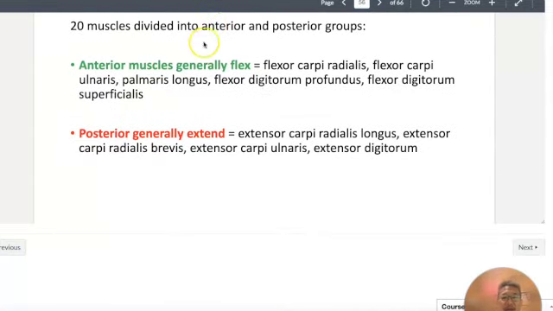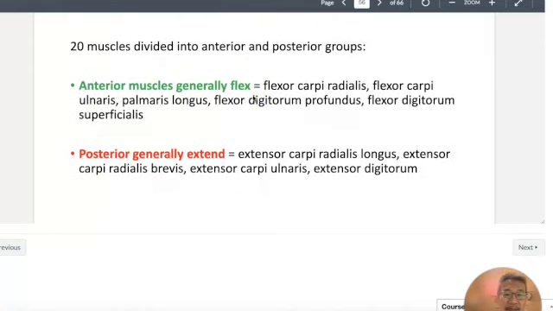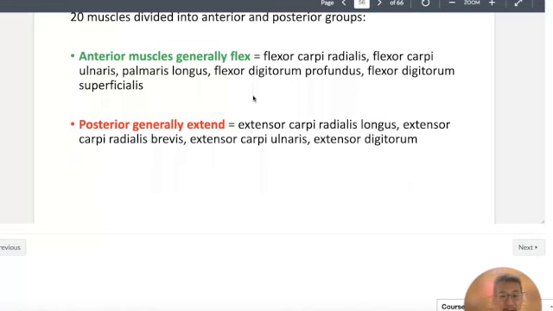Wrist and fingers, I don't think we need to know this, but just remember your anatomical position. Okay, by the palm would be your flexor muscles. Posterior is in the back of the hand.